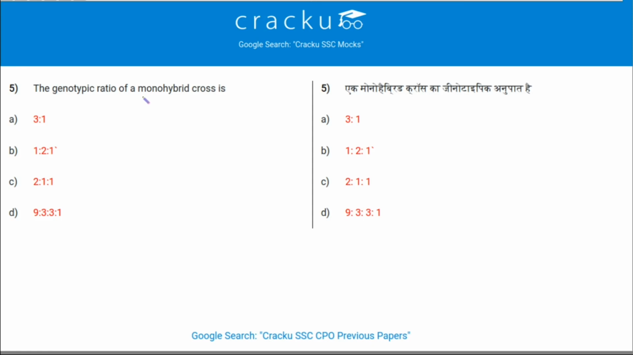The genotypic ratio in the monohybrid cross, as said earlier, is 1:2:1, where one is dominant, the other is recessive, and the middle two are hybrid type. In terms of Mendel, it is capital T, the one, and the other one, small t, and the two are capital T, small t, capital T, small t. So option B is the answer.